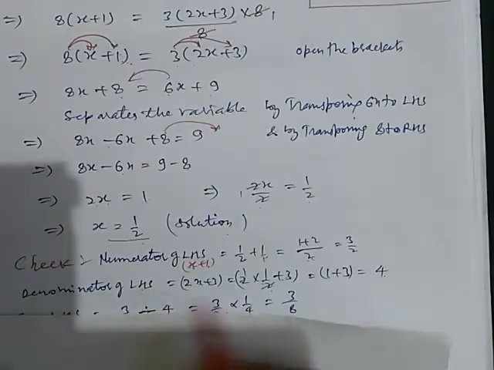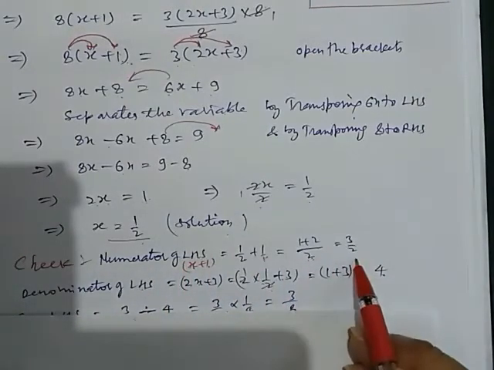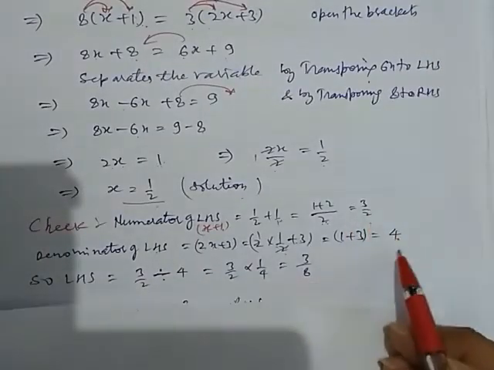So the denominator of the left hand side is 4 and the numerator of the left hand side is 3 by 2. So to make the fraction, what do we have to do? This 3 by 2 is divided by 4.